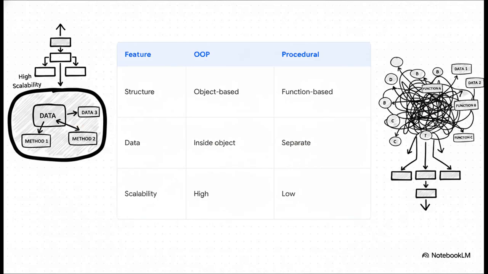Before we get our hands dirty with the code, we really need to ask, why is this so much better than the old-school procedural way of doing things? Well, in procedural programming, your data and your functions are just sort of floating around separately. For a tiny script, fine, but scale that up, and you get an absolute nightmare of spaghetti code. OOP fixes this by locking the data and the methods safely inside the object itself. It makes scaling up incredibly clean and manageable.